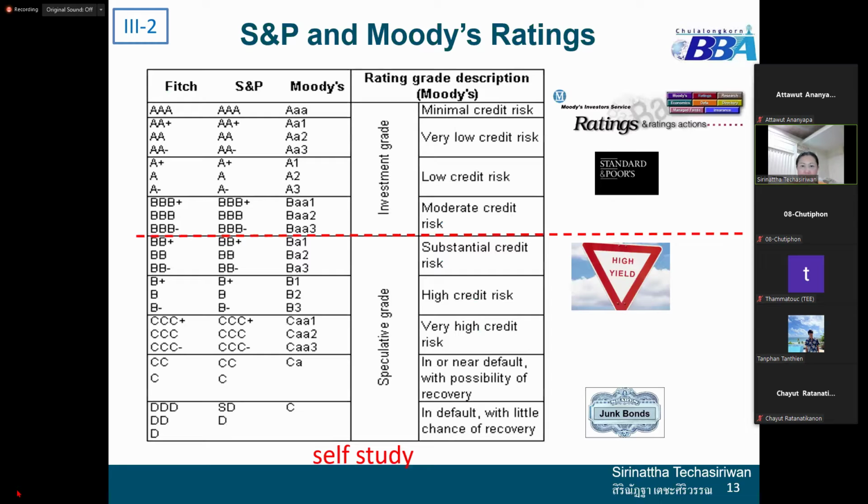If you don't have questions, it is your own responsibility to study the rating mechanism of credit rating. This is high rated and low rated. Below BBB is the speculative bond, the below investment grade bond. And above BBB it is investment grade.